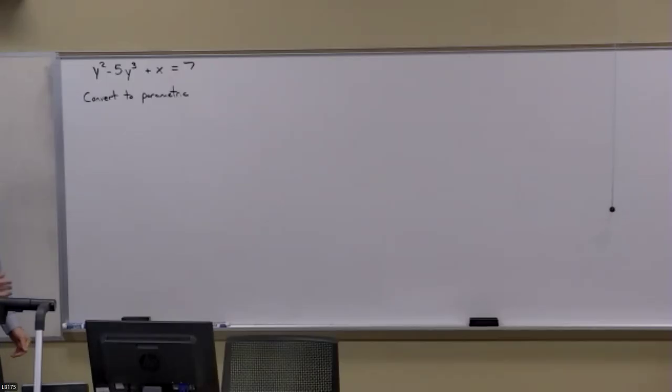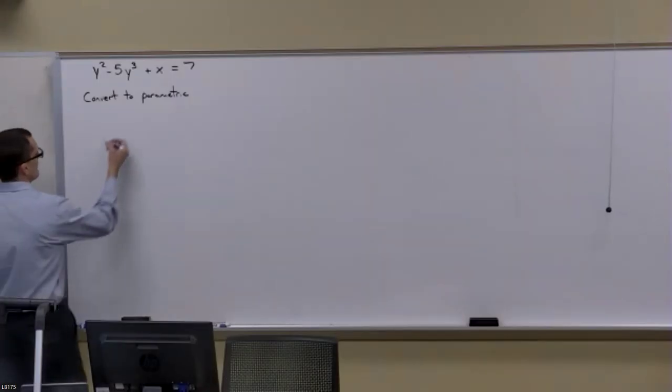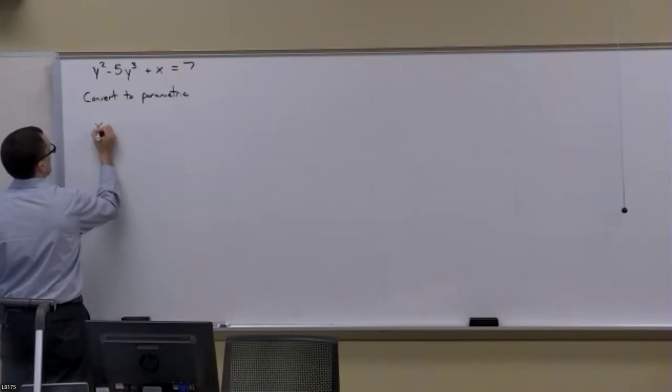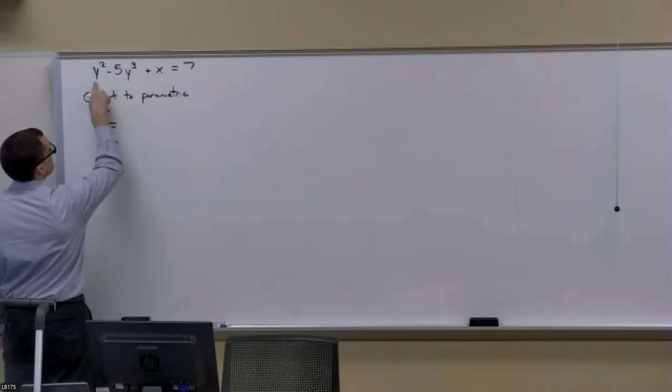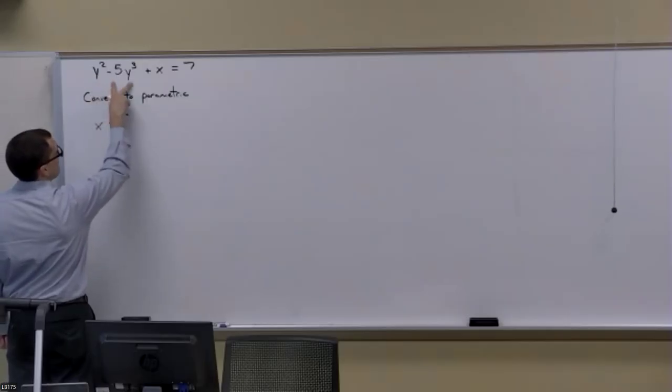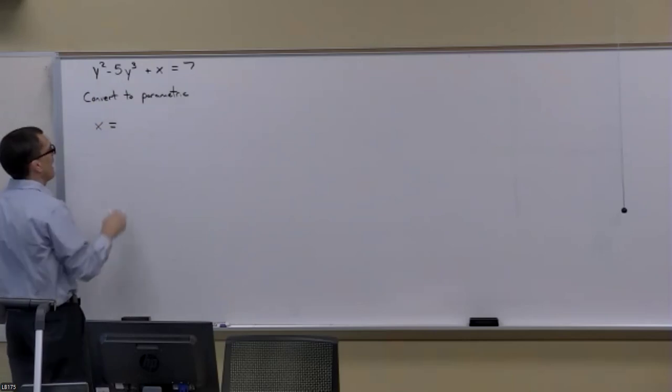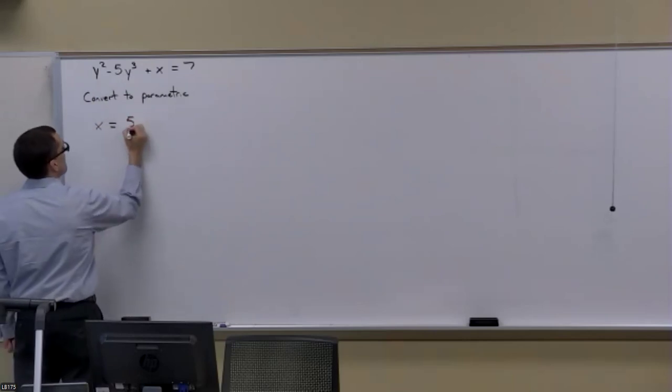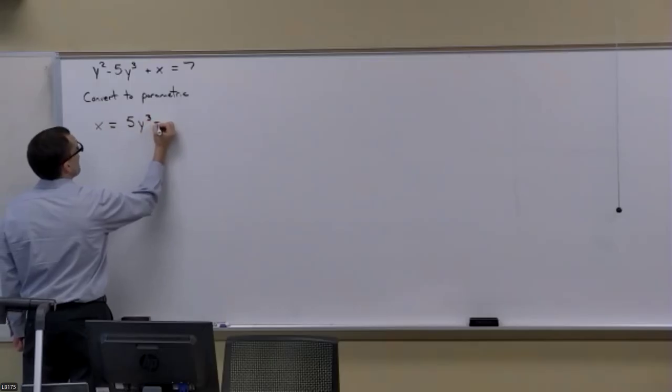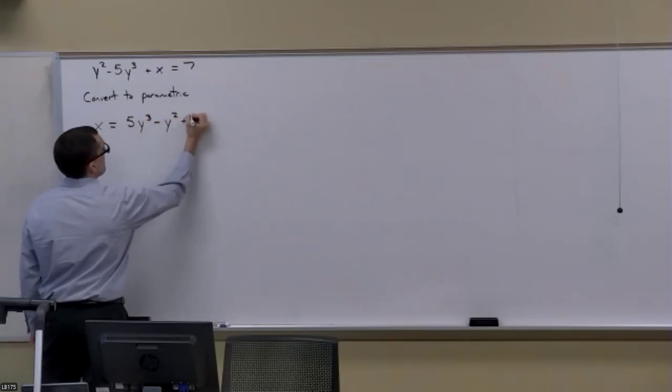All right. Now, if we're going to convert this to parametric, a lot of times I start by solving for either the x or the y to begin with. Okay, you don't have to do it this way. You can do the direct substitution if you see what's going to happen. But I like solving for the x or y to begin with. So I'm going to rewrite this and subtract y squared, add 5y to the third to both sides. I'll get x is equal to 5y to the third minus y squared plus 7.